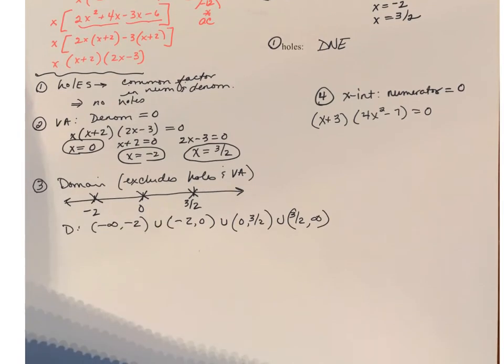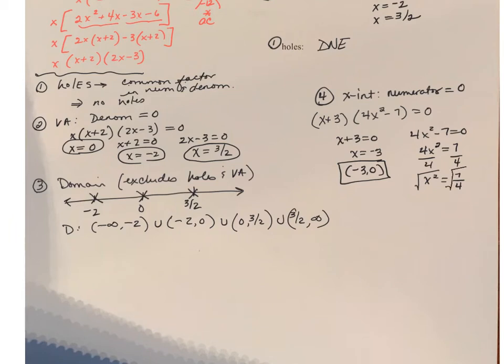Then I can set each of these factors equal to 0. So x plus 3 equals 0, 4x squared minus 7 equals 0. That means x equals negative 3 is going to be an x-intercept, or negative 3, 0. You always want to write this as a point. And then 4x squared minus 7 equals 0. To solve, we're going to add 7 to both sides. It'll be 4x squared equals 7. Divide by 4. So that means x squared equals 7/4. Now I need to take the square root of both sides. Be careful here.